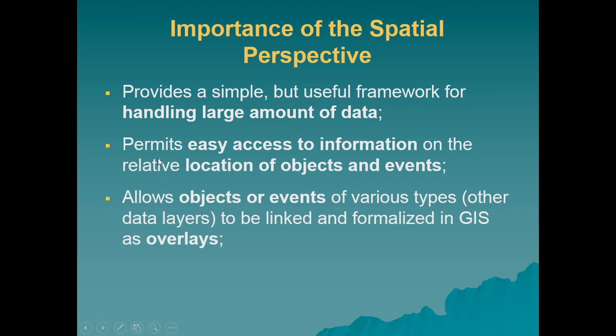The spatial perspective also permits easy access to information on the relative location of objects and events. For example, you'll be able to do quick queries to extract subsets of data. It also allows objects or events of various types to be linked and formalized in the GIS as overlays. Alright, so other data layers can be added to the GIS and even linked to some of the features.